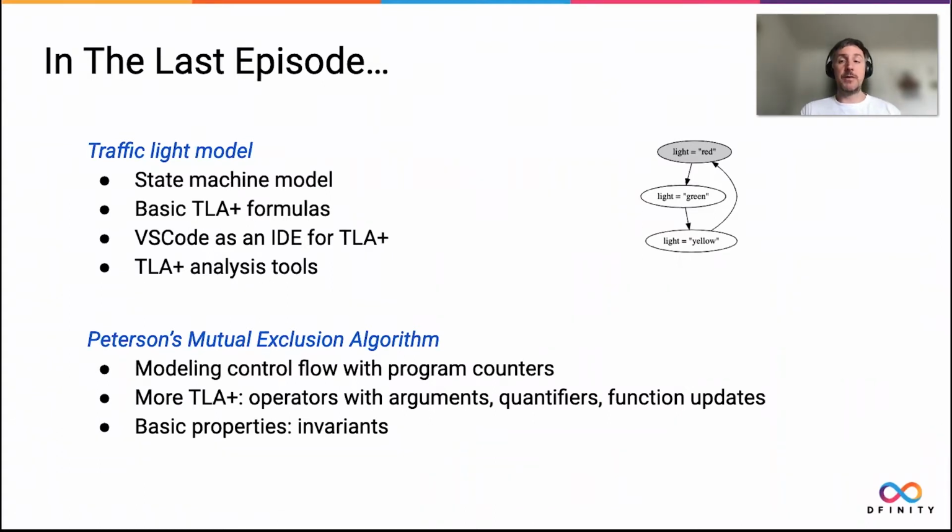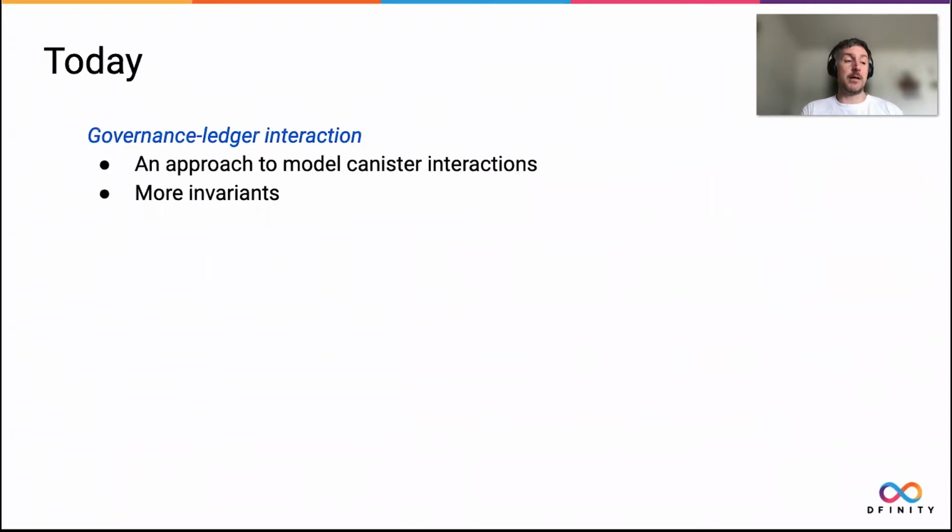We used this to see how you can model control flow using program counters. Then we saw a little bit more of TLA, like operators with arguments, quantifiers, function updates, and so on. And we saw some basic properties, how you can specify invariants that TLC, the analysis tool, can check for you. And today the agenda is as follows.